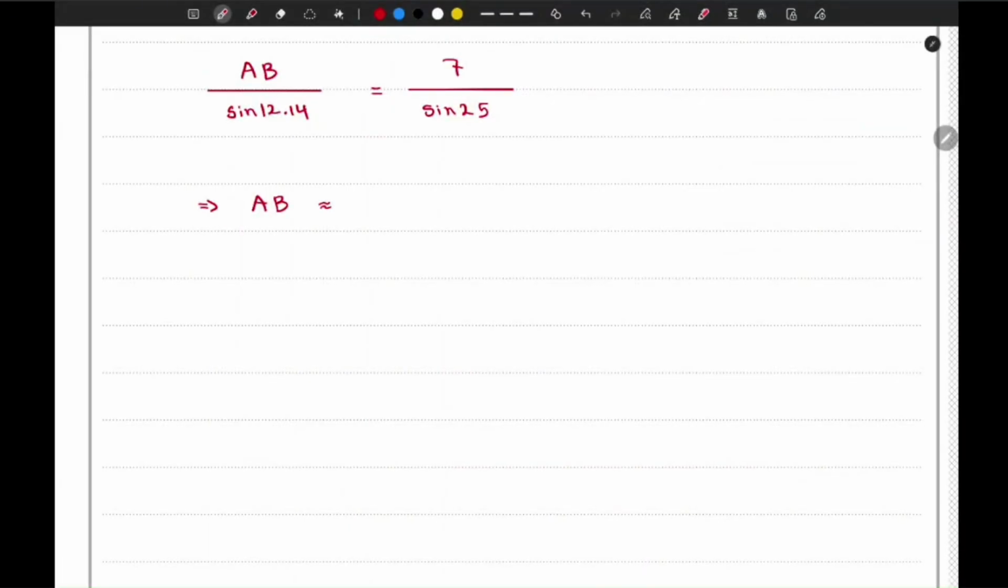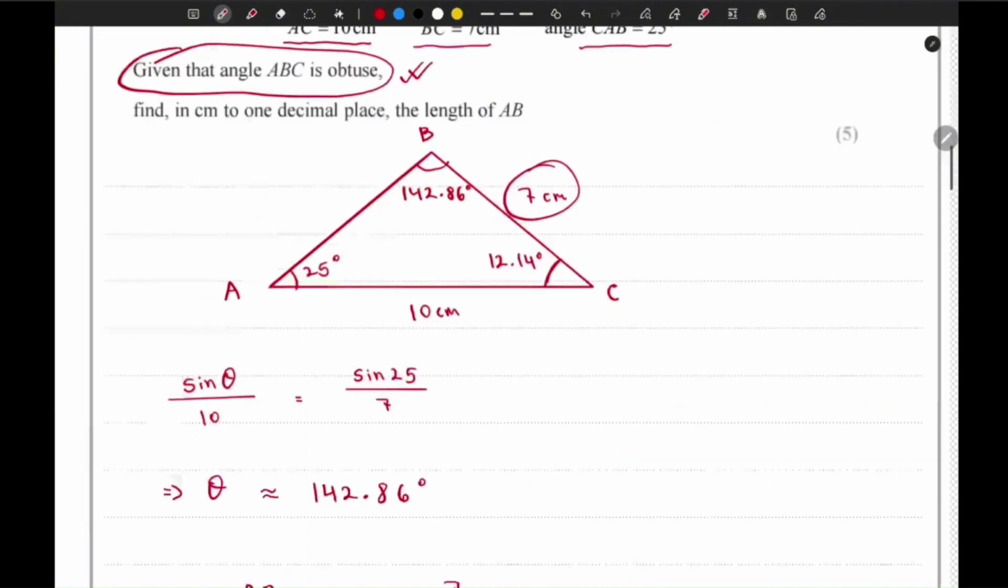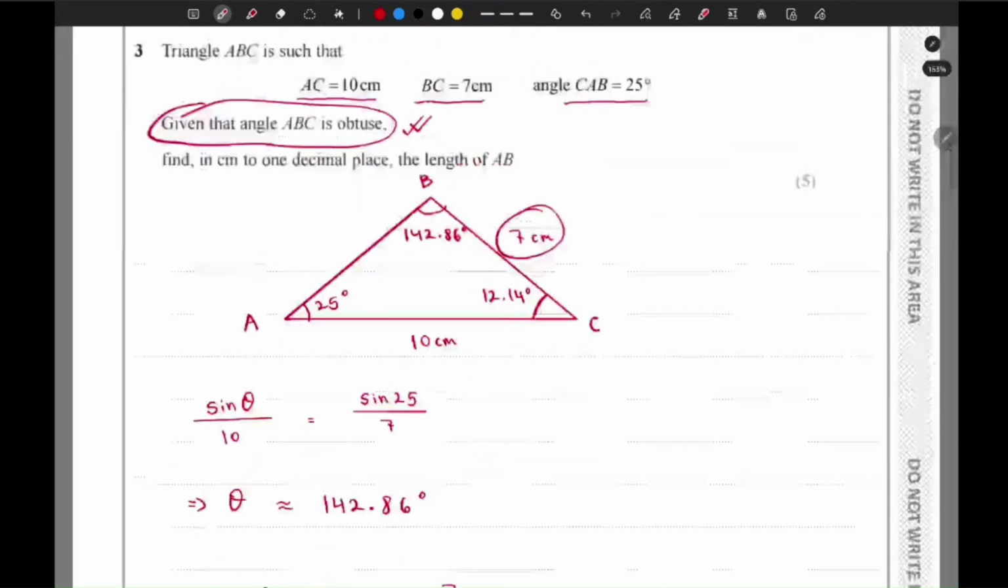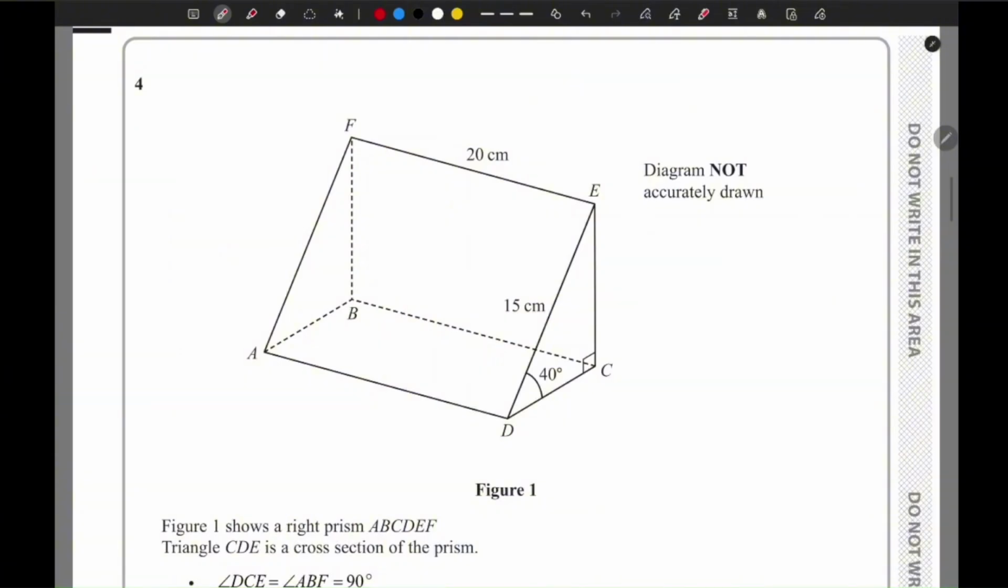So the length of AB to one decimal place is around 3.5 centimeters. So that is the answer to this question. Now moving on to the next question.